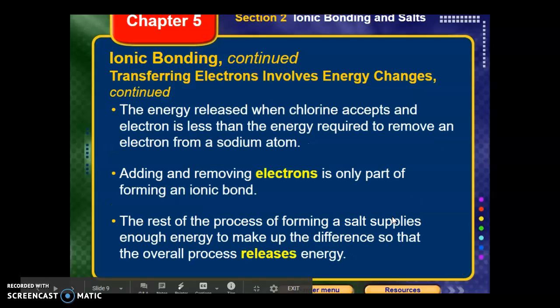And then this process continues. Removing electrons is part of the process, but the rest of the process forming salt supplies the energy to make up the difference so that the overall process releases energy. That's very important. So when you form an ionic bond, that whole process releases energy.